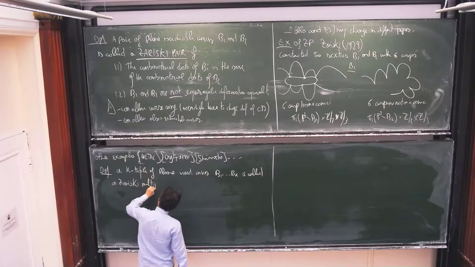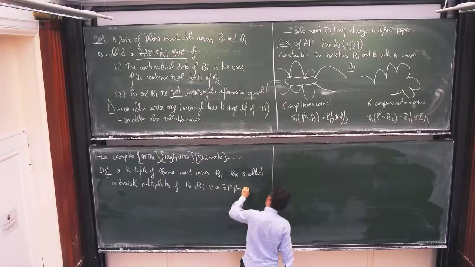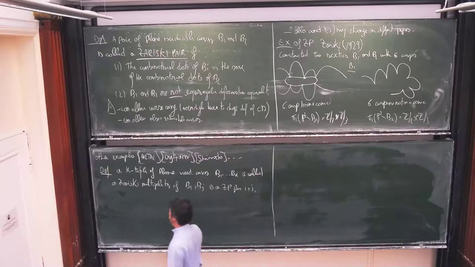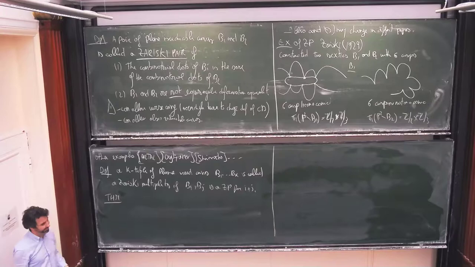If Bi, Bj is a Zariski pair for i different from j, and for all i, j. And so I can now state our main theorem. Our main theorem is to find many examples of Zariski multiplets, a huge amount of them. And this is a theorem.